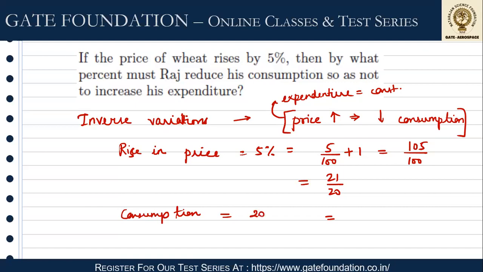The consumption is 21 by 20, let's keep it. And the reduction will be 1 minus 20 by 21. That becomes 1 by 21, which is nothing but 4.762%.